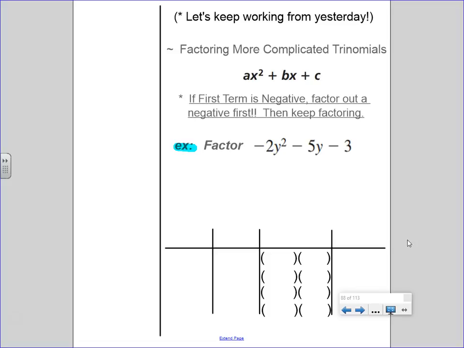I was just wondering, will there be problems where the first term has multiple factors? Yes. Sadly, we haven't gotten to one yet, but I bet we might see some tomorrow.